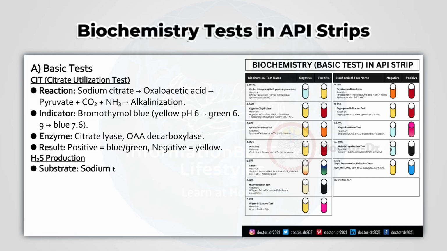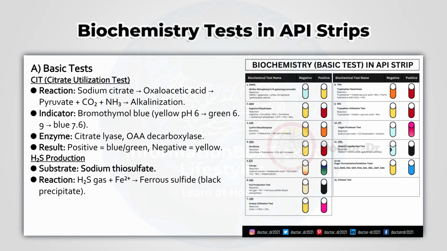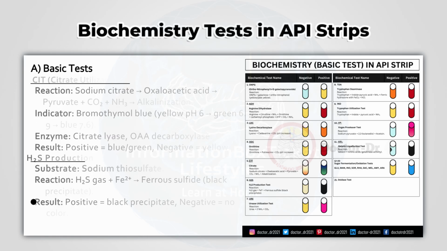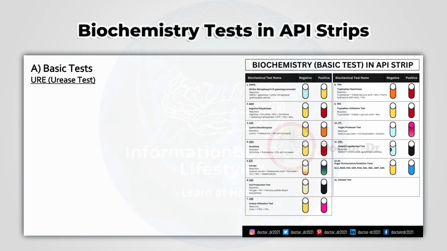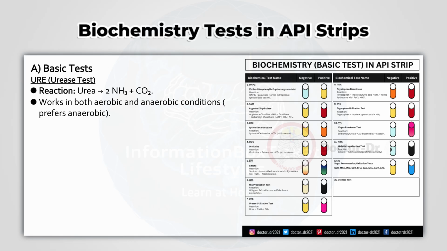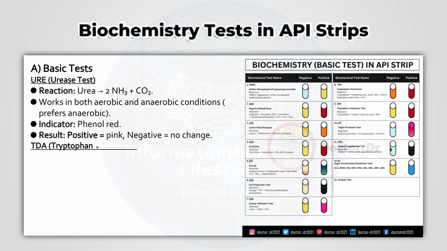H2S production. Substrate: sodium thiosulfate. Reaction: H2S gas plus Fe2+ to ferrous sulfide, a black precipitate. Result: positive equals black precipitate, negative equals no color. URE, urease test. Reaction: urea to 2 NH3 plus CO2. Works in both aerobic and anaerobic conditions, prefers anaerobic. Indicator: phenol red. Result: positive equals pink, negative equals no change.